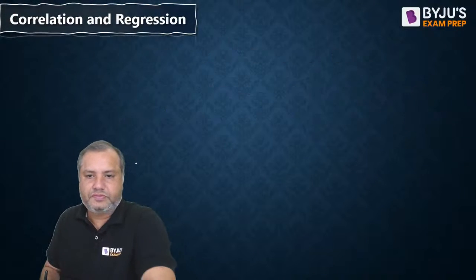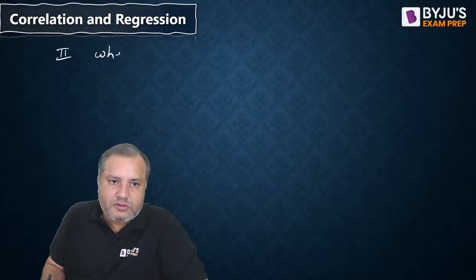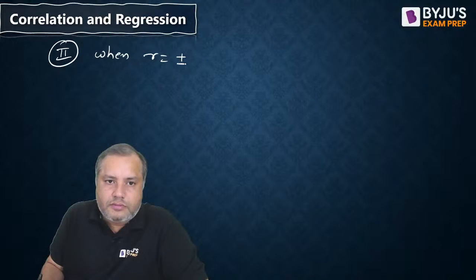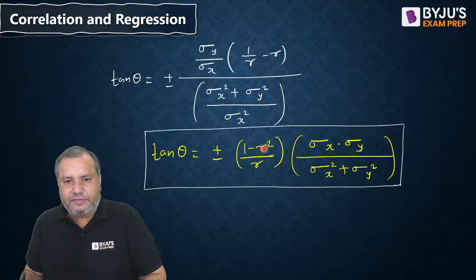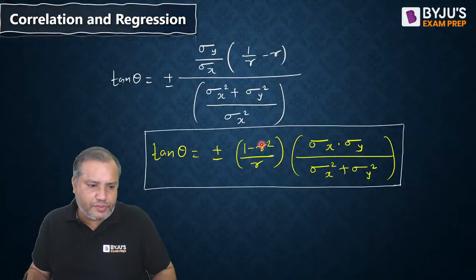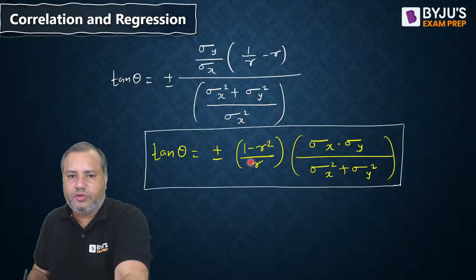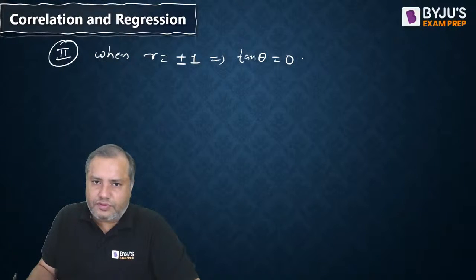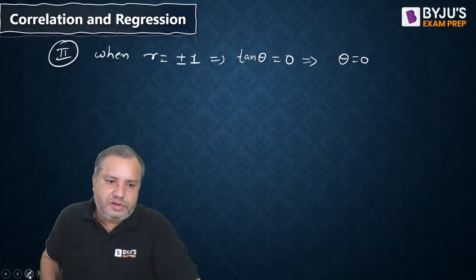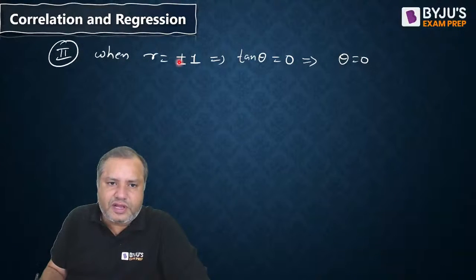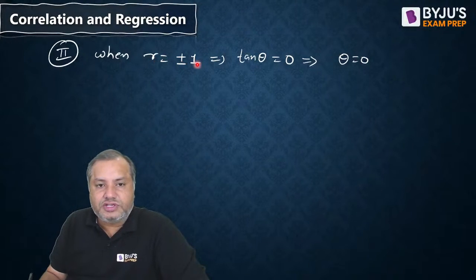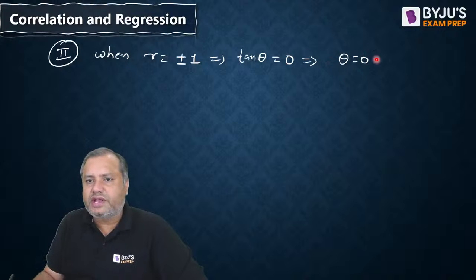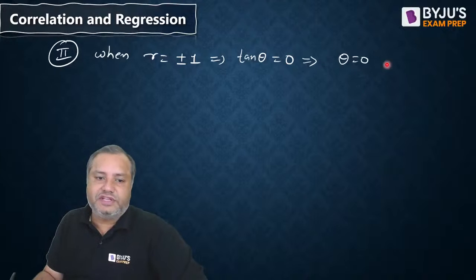Second point. When r is plus 1 or minus 1, its square will be 1 and 1 minus 1 will be 0, so tan theta will be 0, which means theta will be 0. What does r equal to plus 1 or minus 1 mean? Perfect positive correlation or perfect negative correlation. When there is perfect positive or perfect negative correlation between x and y, the two regression lines are parallel to each other or coincident with each other.